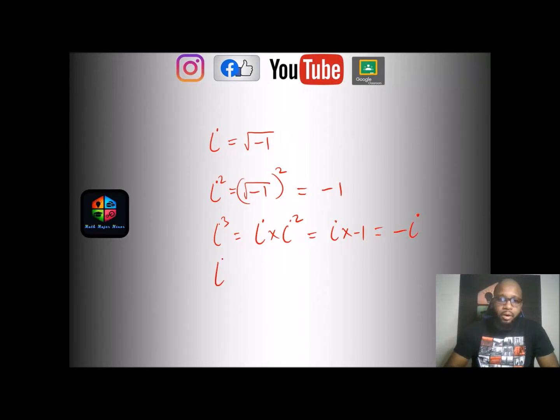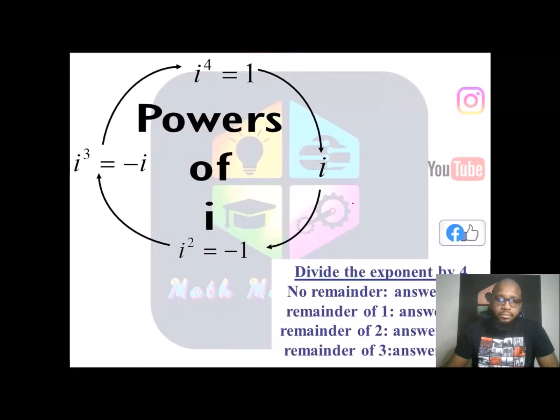What about i to the power of 4? We could write this as i squared times i squared. Now, i squared, as we've seen above, is -1, so it's -1 times -1, and a -1 times a -1 is a +1. So we've just seen the first 4 powers of i, and that's what we're going to use throughout this video. Here is a little summary of what I just did. i squared is -1, i cubed is -i, and i to the 4th power is, of course, 1.